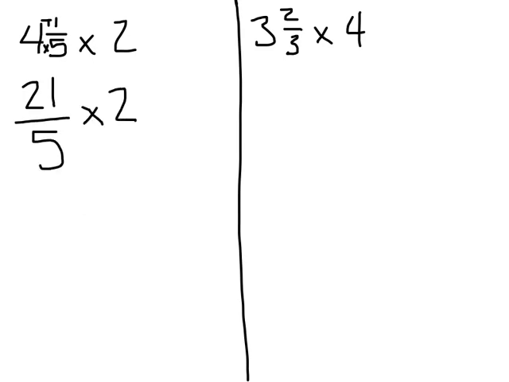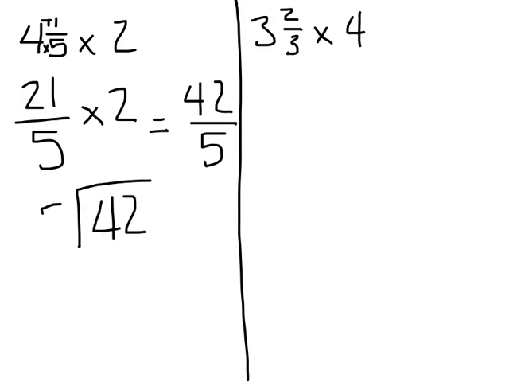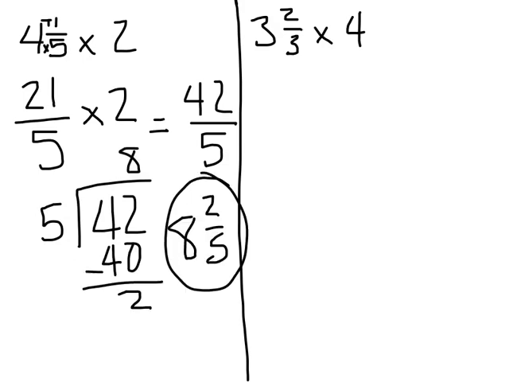Now I can multiply that times 2. When I multiply 21 over 5 times 2, what improper fraction results? I get 42 over 5. My last step is to divide to change that into a mixed number. Do that now. When I divide 42 divided by 5, what mixed number results? 5 goes into 42 8 times, with 2 left over. So the mixed number is 8 and 2/5.